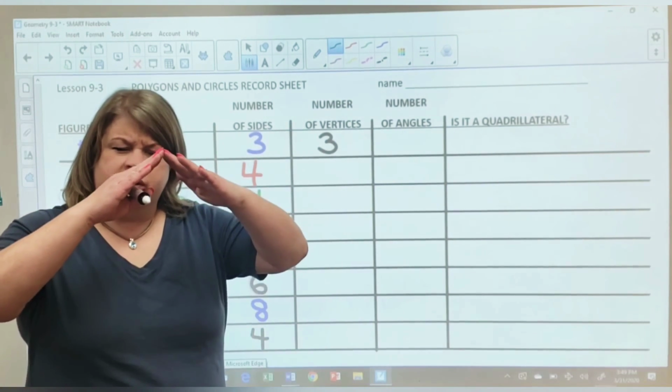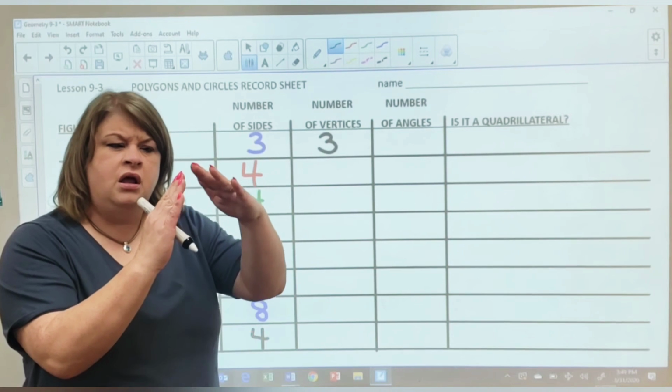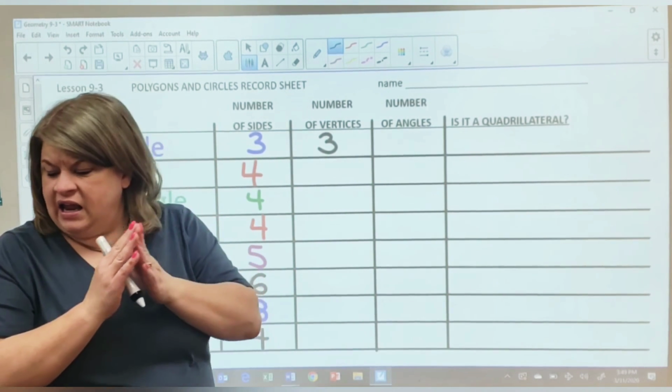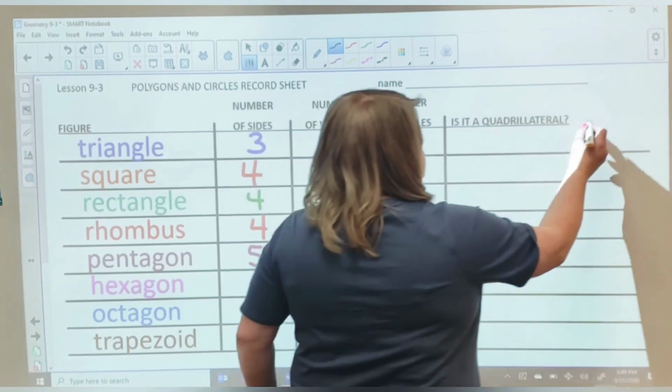Now, let's go this way. Angles. Remember, an angle is where it comes together. You could have an acute angle, a right angle, an obtuse angle. So let's count how many inside angles there are. Let me just draw a triangle right here.